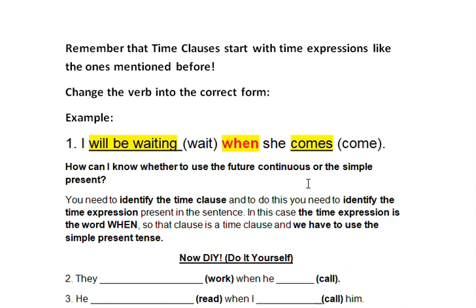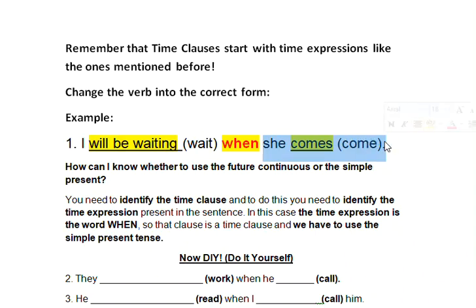And to do this, you need to identify the time expression present in the sentence. Para identificar la oración de tiempo, usted necesita identificar la expresión de tiempo, la palabrita que le indica a usted cuándo algo va a suceder. En este caso, the time expression is the word when. La expresión de tiempo es la palabra when. ¿Ok? Está marcada. So that clause is a time clause. Si tengo when acá, significa que la oración que viene después, esa es una oración de tiempo.